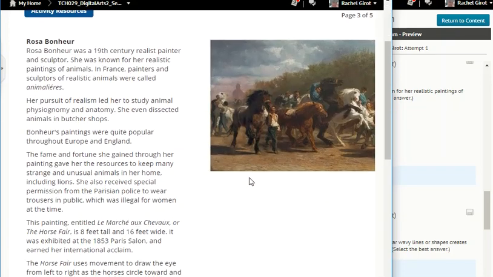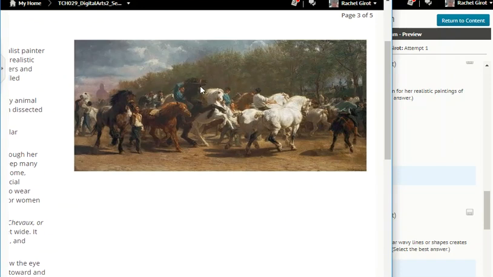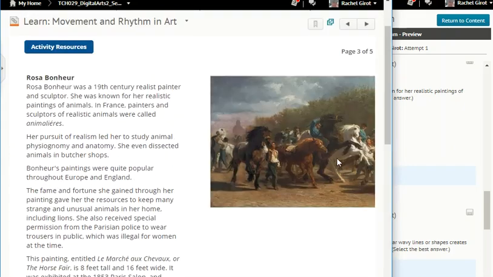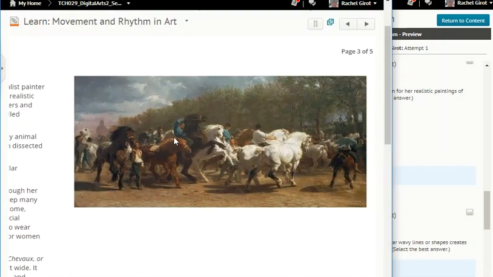Let's find that. Oh, these two right here. They're the focal point. That black contrasting with the white and the rearing up. I can see it. The man in the white shirt glancing backward emphasizes this focus by creating an implied line between his eyes and the top of the rearing black horse. Let's take a look at that, shall we? This man right here. Yep, look at that. His eyes are gazing up in that direction. Nice job. Well explained.